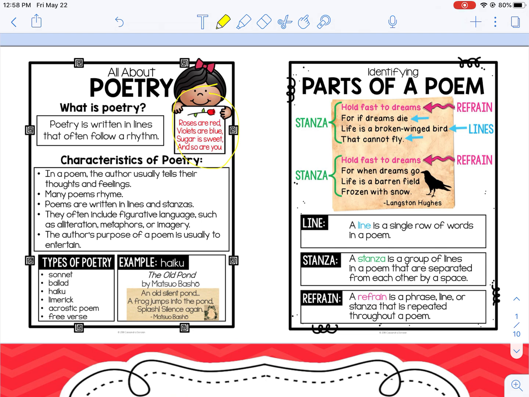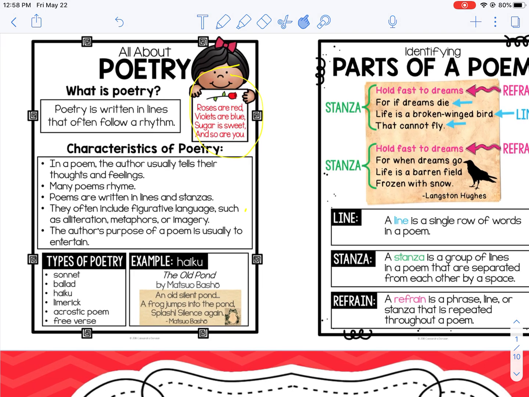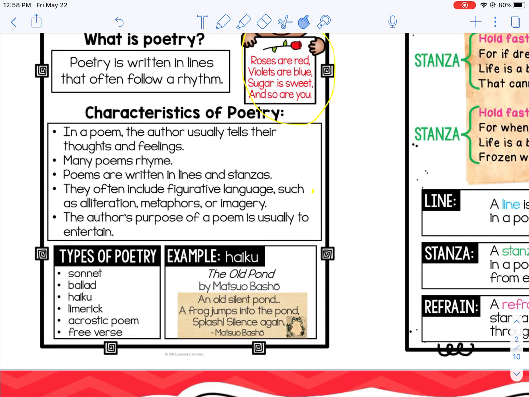Poems are written in lines and stanzas. They often include figurative language, such as alliteration, metaphor, or imagery. The author's purpose of the poem is usually to entertain and maybe convey some feelings. But usually it's just to entertain with the words.